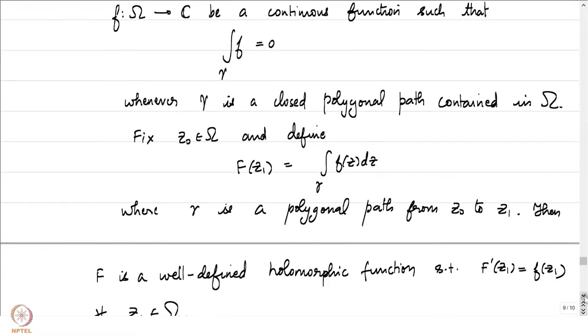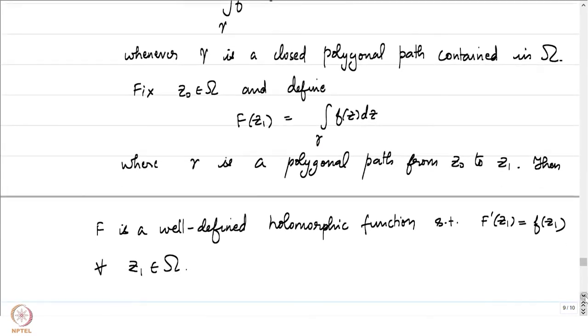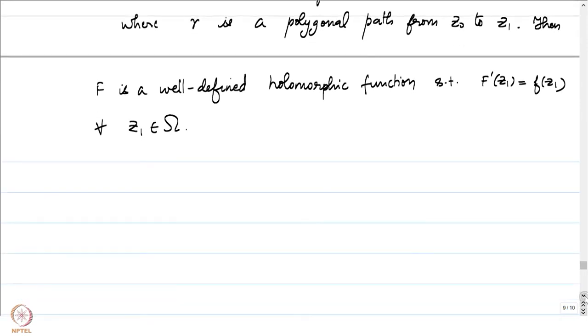Then if we define our function capital F at any point z1 in omega to be the integral of f of z dz over some polygonal path from z0 to z1, then that capital F is going to be an antiderivative of small f. That is what the statement of this second fundamental theorem of calculus tells us.